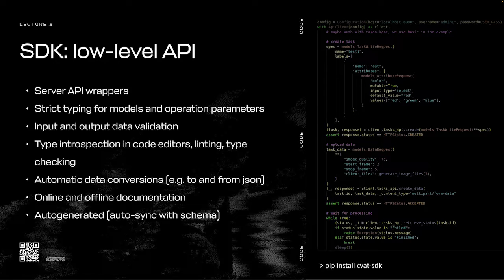This package, including the code and documentation, is generated from the server's OpenAPI document. You can even generate your own client for a different programming language using the same approach, if Python doesn't work for you. All of this functionality helps you save time and write cleaner, safer code.